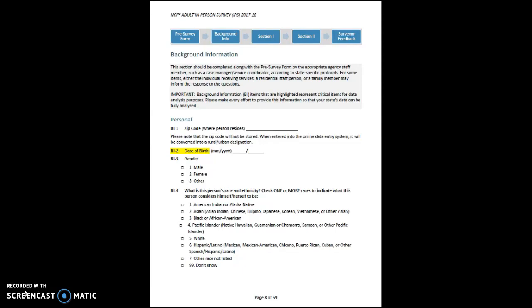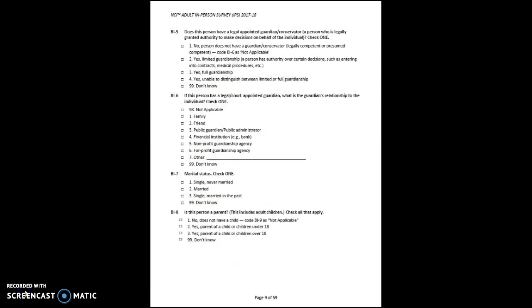We ask about the person's gender. We do offer that other category for people who do not identify as male or female. And what is the person's race and ethnicity? This is a check all that applies, so you can check any racial designation that the person would consider him or herself to be. We have a couple of questions around guardianship, so whether the person does have a legally appointed guardian or conservator, and if so, whether it's a limited or full guardianship or conservatorship.